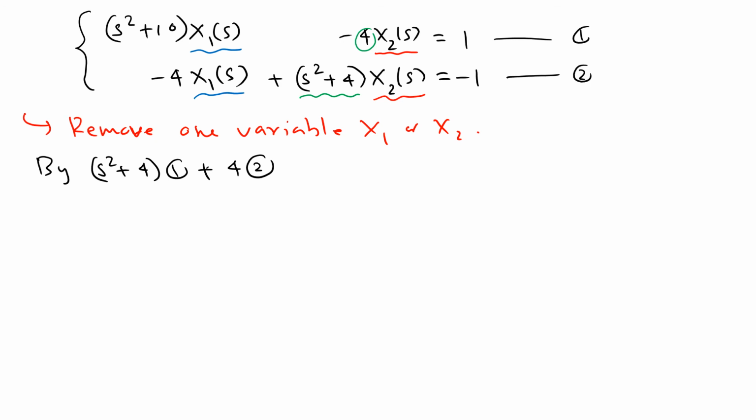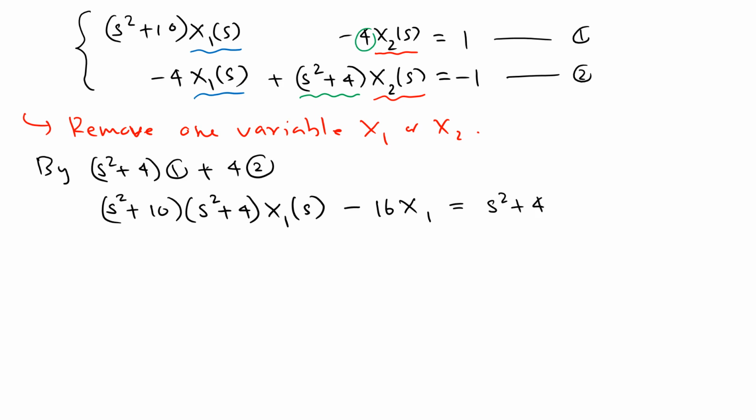So you simply get s squared plus 10, and then s squared plus 4 x1, minus x2 get cancelled, and then you multiply by 4, so you get negative 16 x1 equal, on the other side, you multiply the first one by s squared plus 4 and the second one by just 4. So that means these two get cancelled.